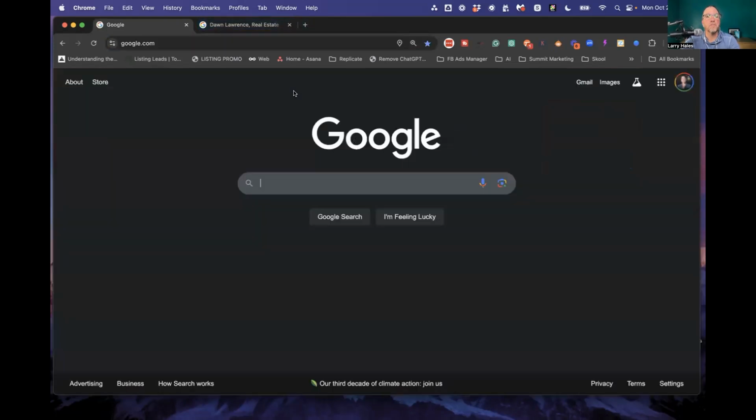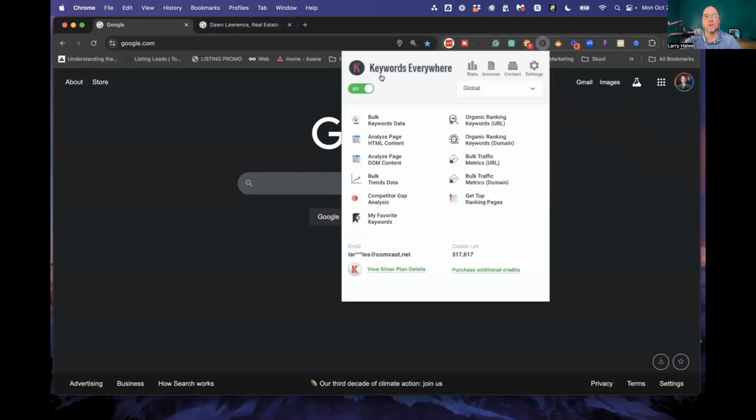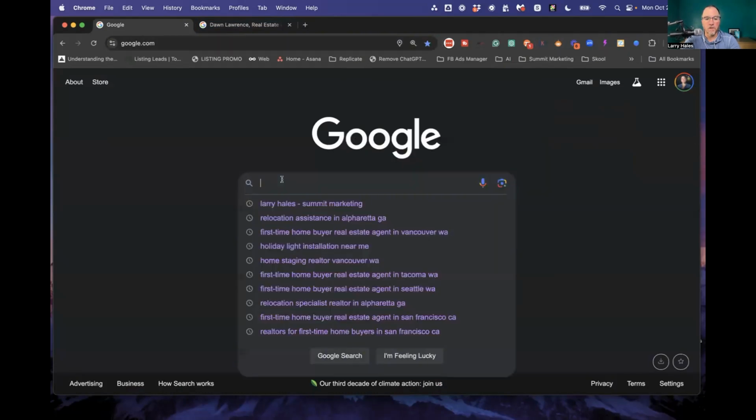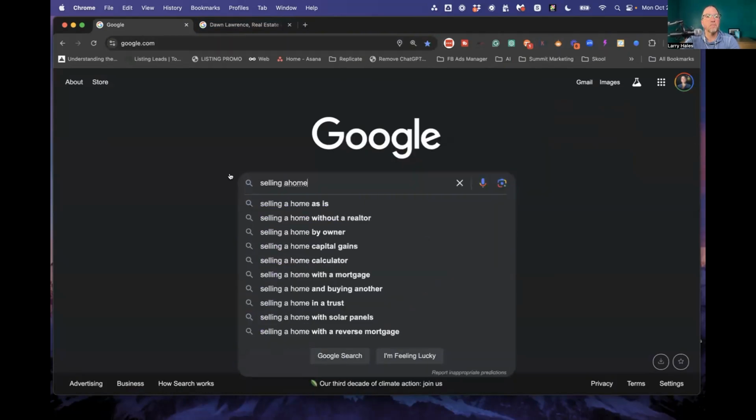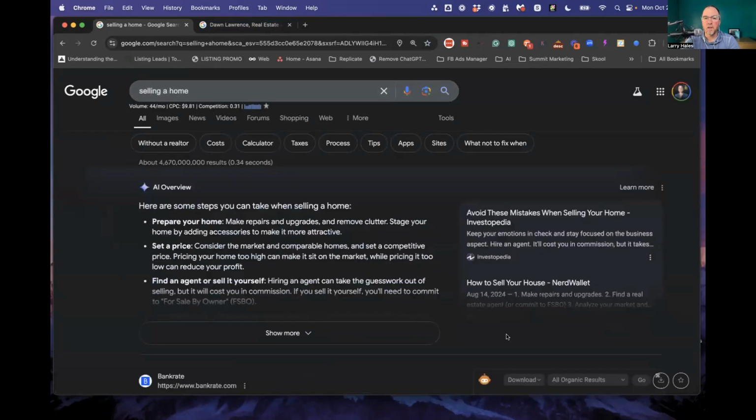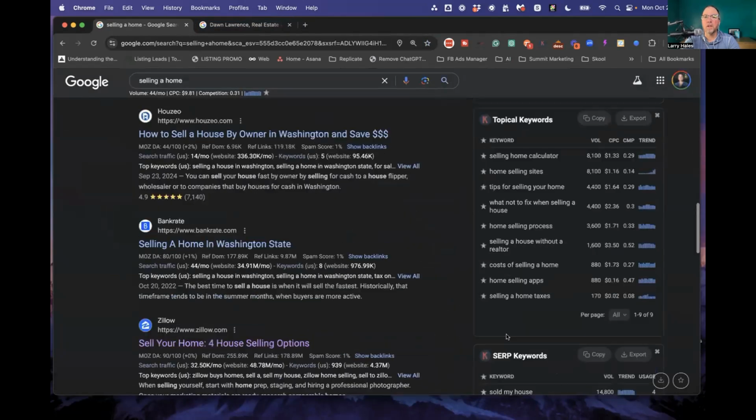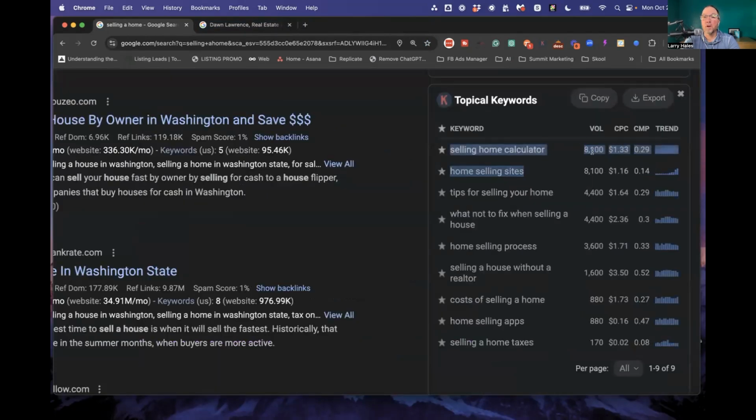Another one that I use is called Keywords Everywhere, and that's a Google plugin right here called Keywords Everywhere. There it is. I could just come in here and say selling a home, and it's going to come down here and tell me, selling a home calculator. Here are the things that people search for. 8,100 people searched for selling a home calculator, selling home sites, tips for selling your home, what not to fix when selling a house. Ooh, that's a really good one. That would be a good question for your Q&A going forward.